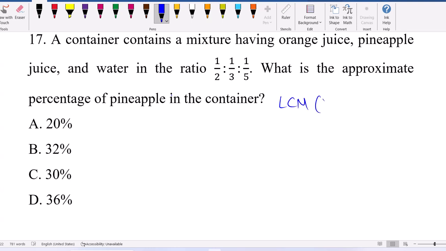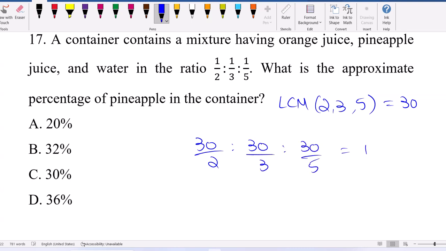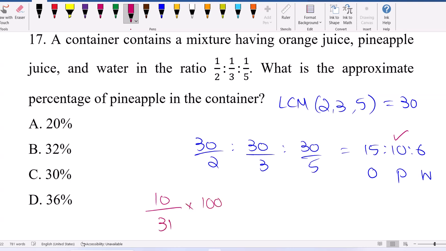To do that, take the LCM of the denominator values, which is 30. Multiply each term with 30. Then it is 15, 10 and 6. Here, that is orange juice, pineapple juice, water. Now the question is regarding pineapple. Pineapple is 10 out of 31, into 100. It's close to 32%.